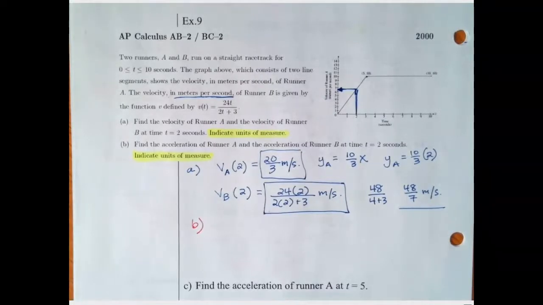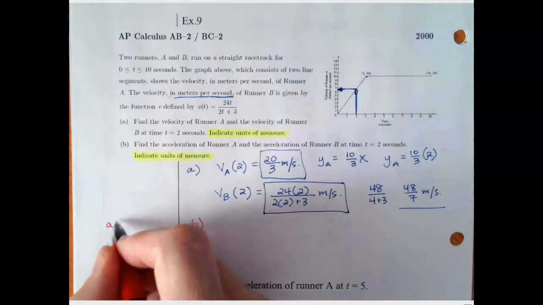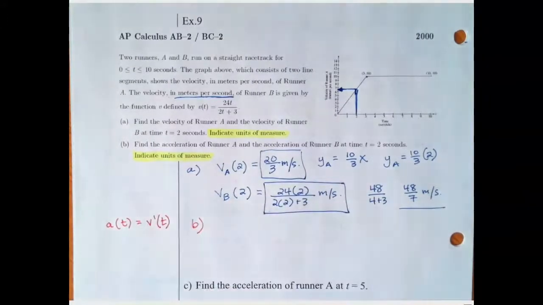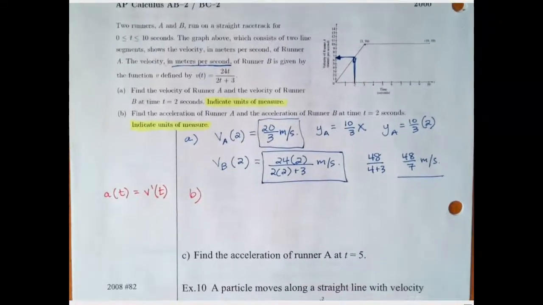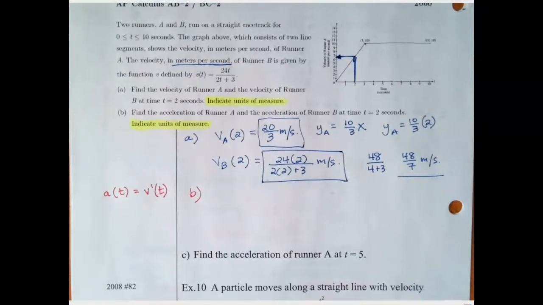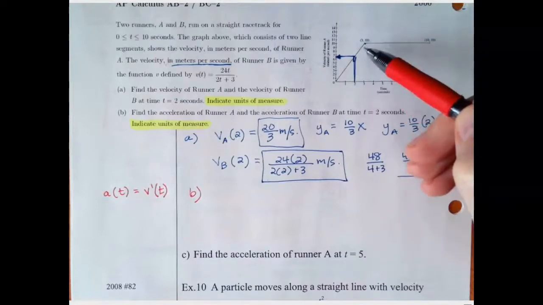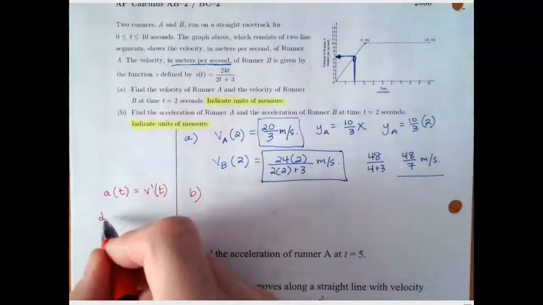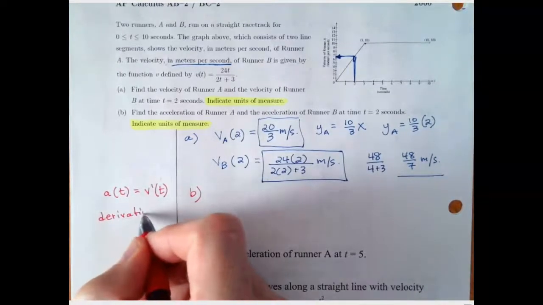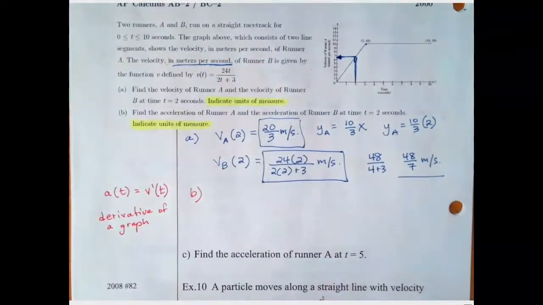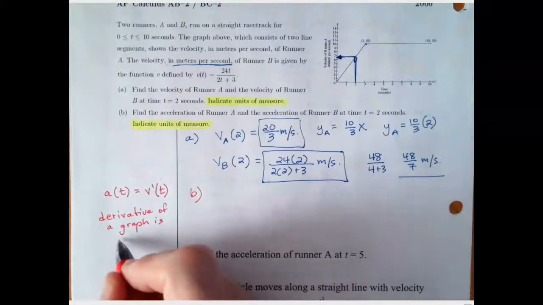So if we think about it, the acceleration is the derivative of velocity. So the acceleration is equal to the derivative of velocity. Now this is an important concept, so we have to think about the derivative of a graph. So the derivative of this graph is talking about the slope of the tangent line. So we just said that here, the derivative of a graph is the slope.